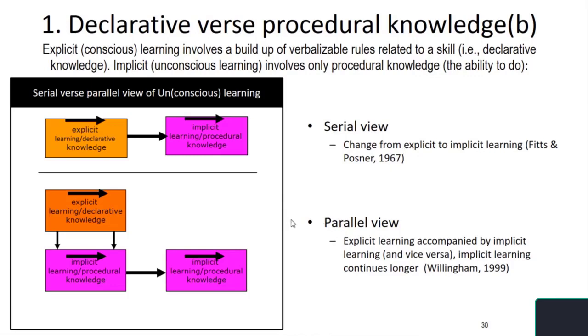So in COBALT, it takes a parallel view where explicit learning is accompanied by implicit learning and vice versa. And the only claim that Willingham makes is that implicit learning can continue for a longer period of time. So you can get more out of it the longer you practice. You can get more implicit gains over time.